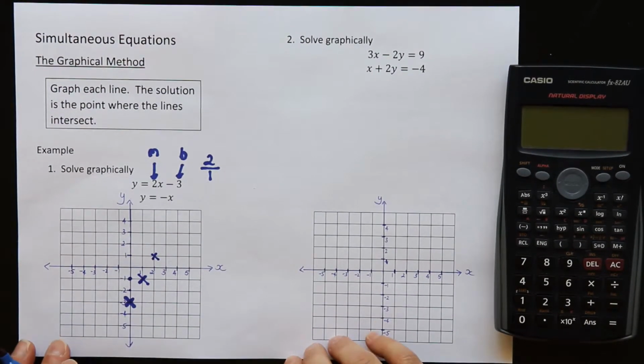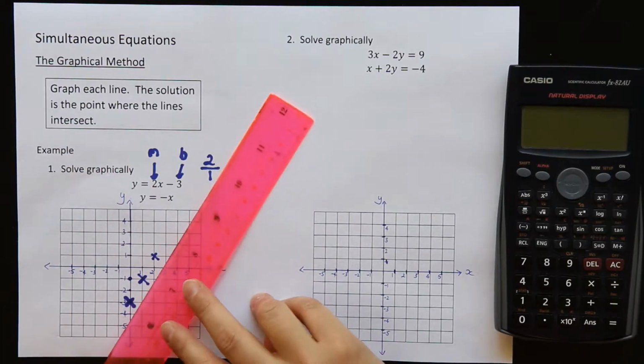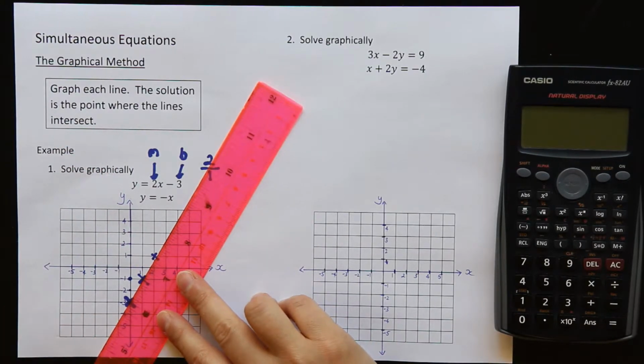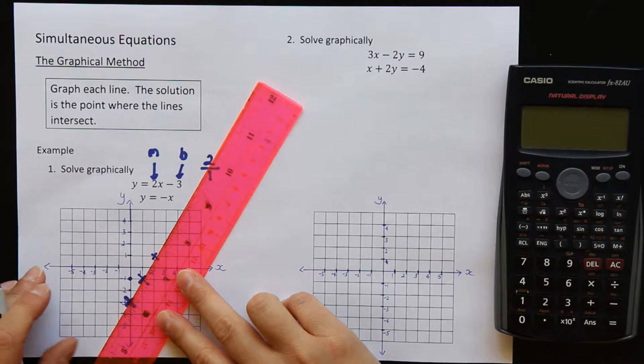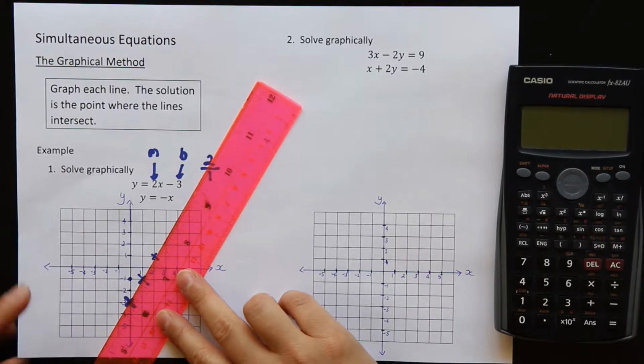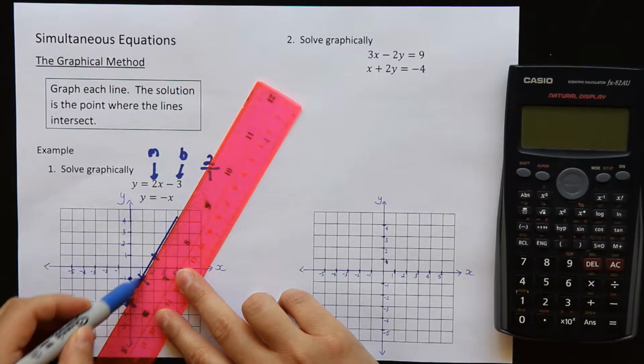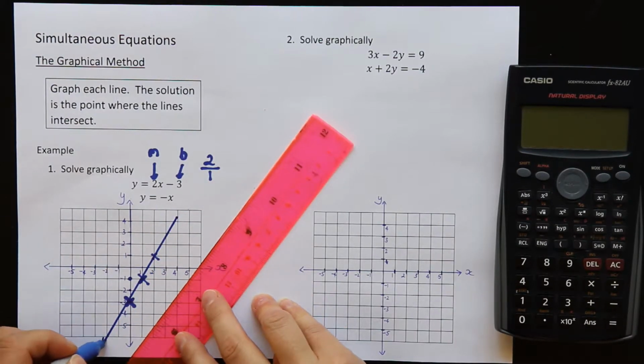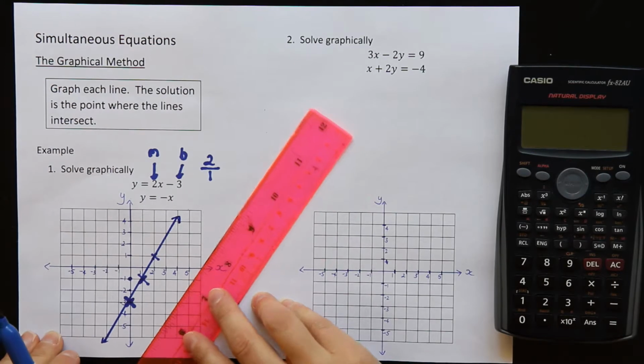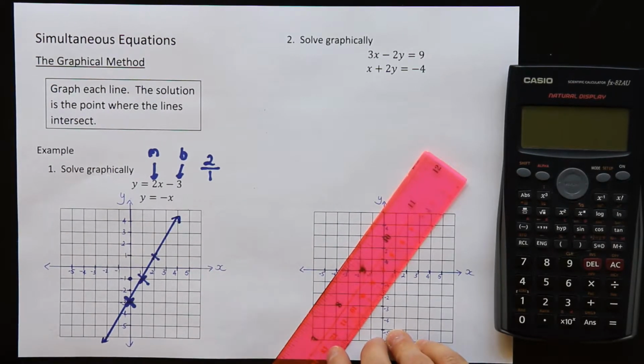Now I had pre-drawn this grid to save us some time. You can pause the video if you want to be drawing your own grid. It's best to have grid paper whenever doing these questions in order to get it as accurate as possible. So let's draw as neatly as we can a line going through those crosses that we've made. So that's our line y equals 2x minus 3.